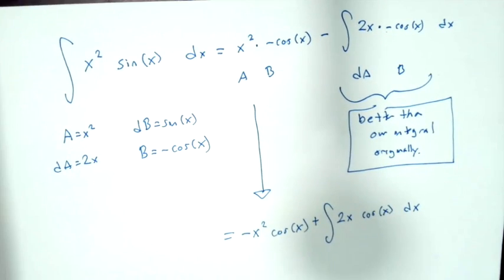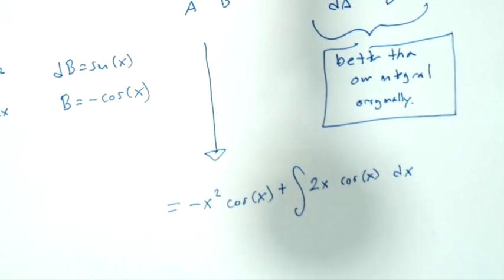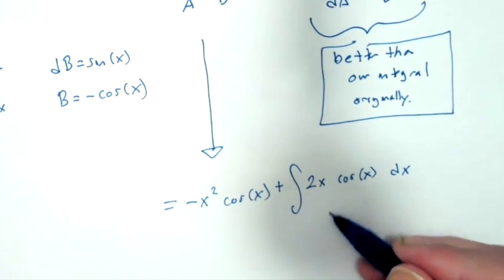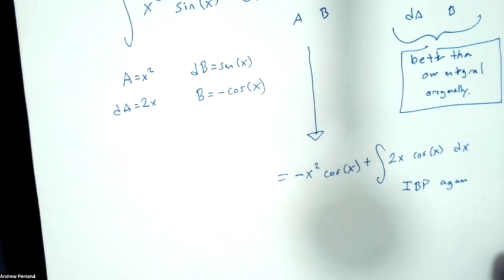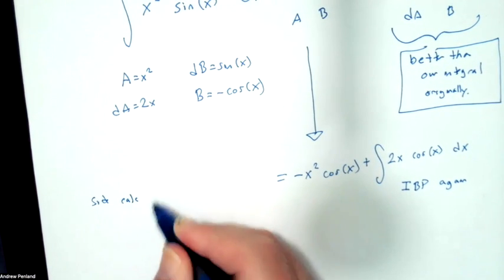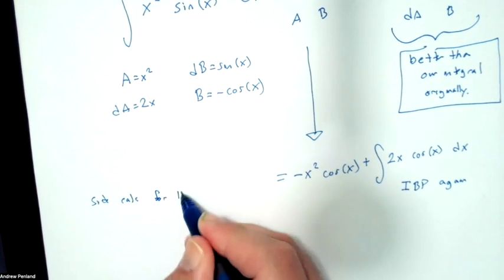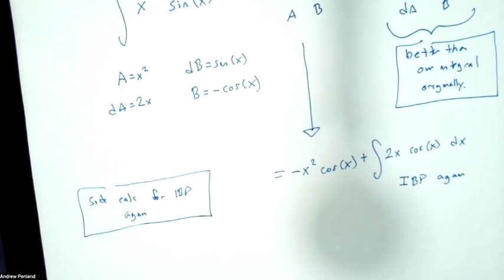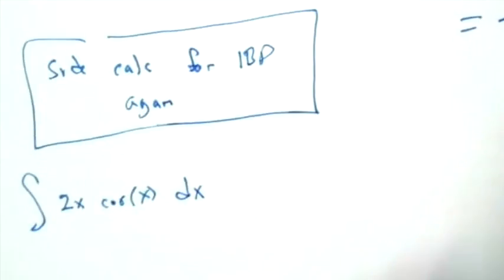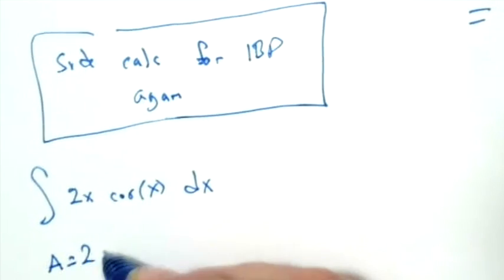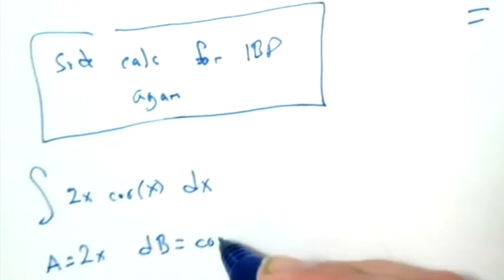Looking at this 2x times cosine x is not something I know how to do automatically, and in fact, I'm going to have to use IBP again. So let's do this over here as a side calculation. Some people have different tricks for doing this. I just like to pull it out, take it seriously, make it be its own thing, and then work from there. So here again, I'm going to let a be 2x and db equal cosine of x.